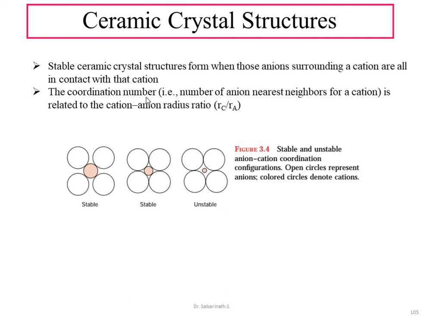The number of anion nearest neighbors of a cation we call the coordination number. It is related to the cation to anion radius ratio, and we can explain it in these terms.